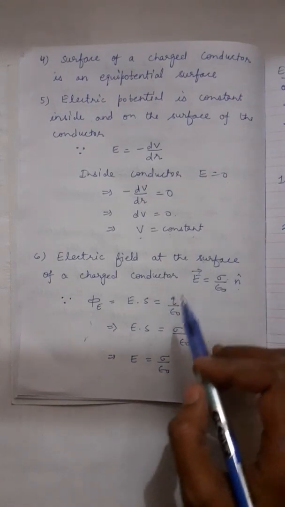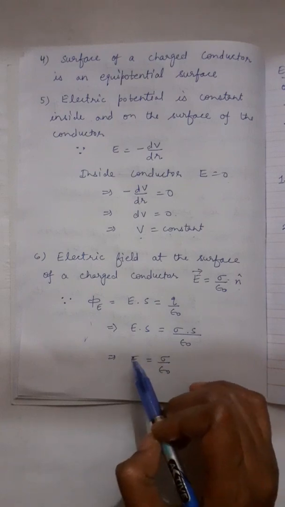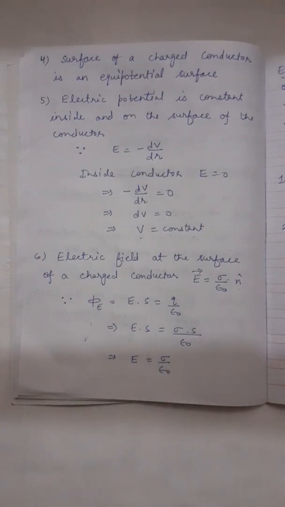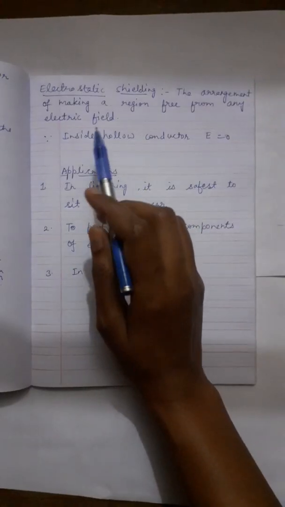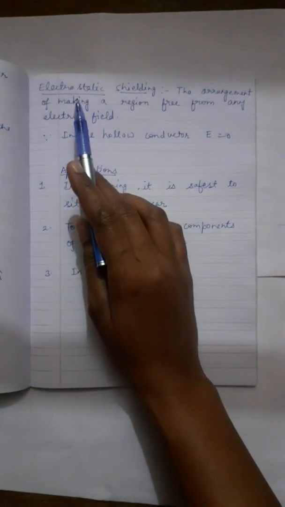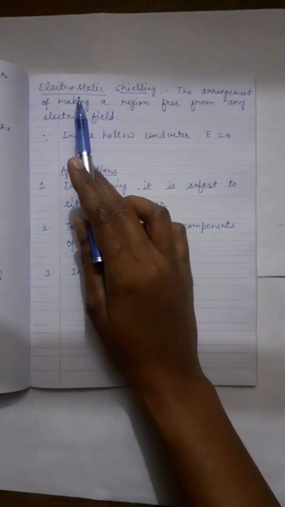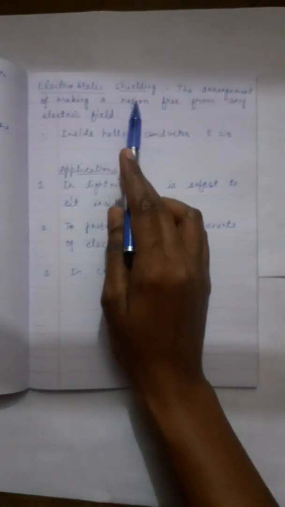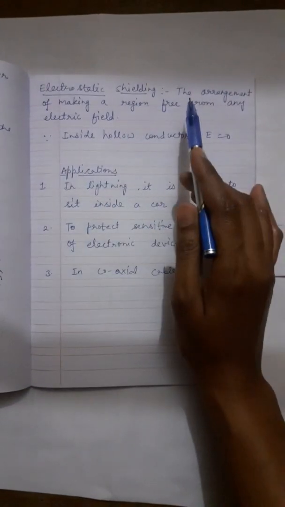So these were the properties of the conductors. Now the fourth property of the conductors is used in an important phenomenon which is known as electrostatic shielding. So what is electrostatic shielding?